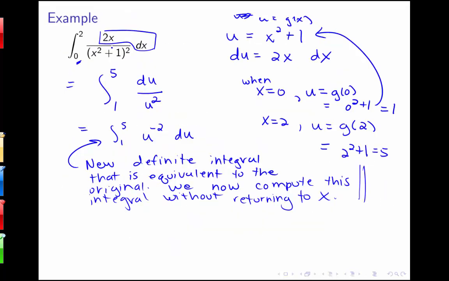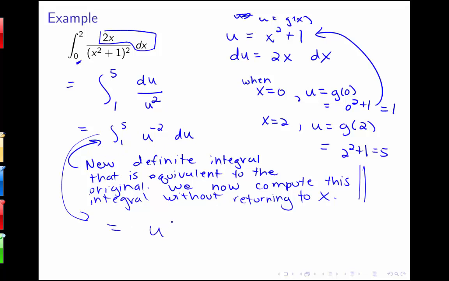However, with our definite integrals here, I'm looking for a number. I've now said that the number that represents this integral from 0 to 2 of 2x over (x squared plus 1) squared is the same as the number that represents the integral from 1 to 5 of u to the negative 2 du. So now I'm just computing this integral.